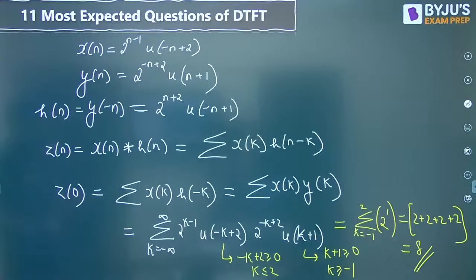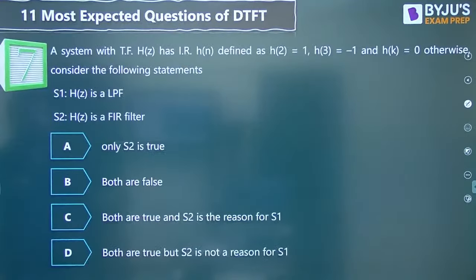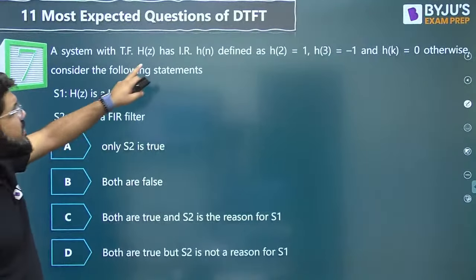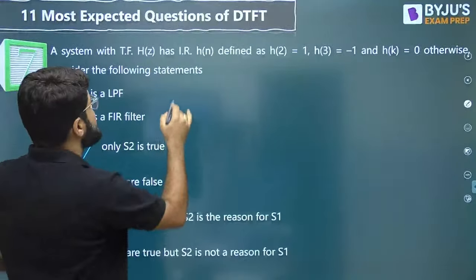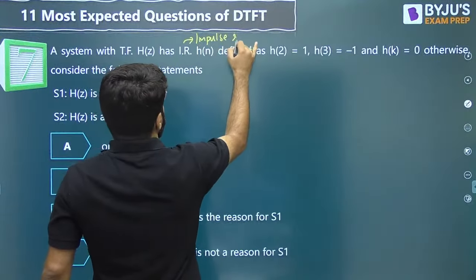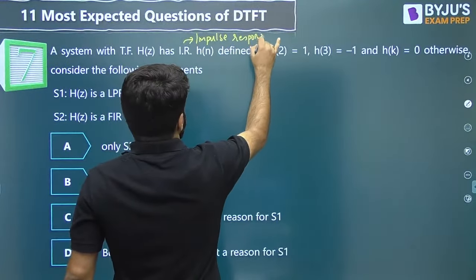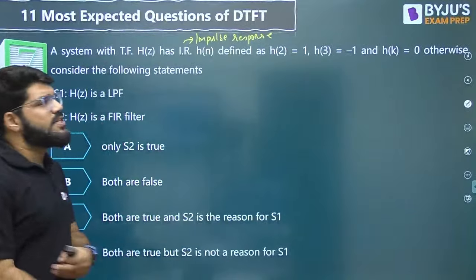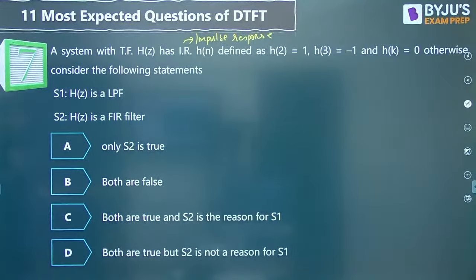Chalo, so let's move ahead to the next question. Number 7 is ready for you. A system with the transfer function H(z) has the impulse response, IR means impulse response, that is defined as h[2] equal to 1, h[3] equal to -1 and h[k] equal to 0 otherwise, and consider the following statements: H(z) is a low pass filter, H(z) is a FIR filter.